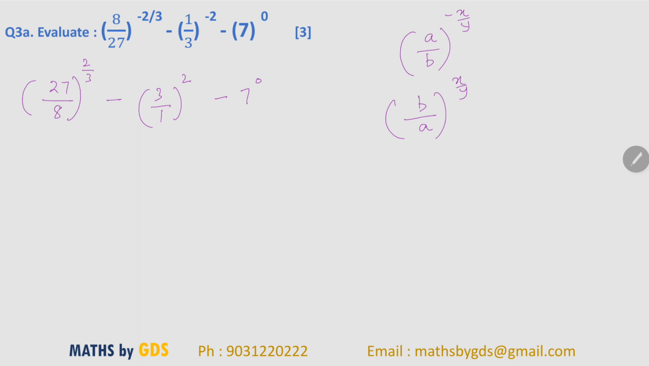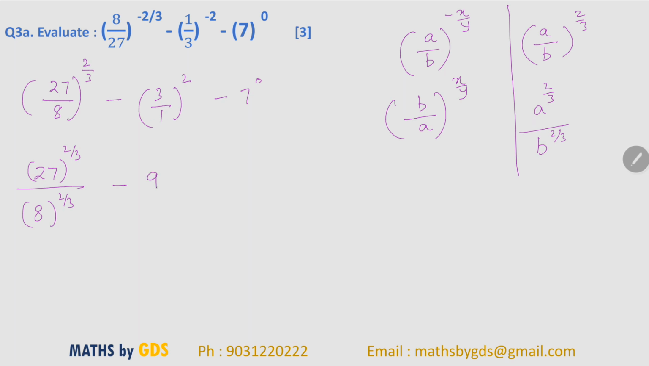Now, another rule says if a by b is to the power 2 by 3, it means a to the power 2 by 3 divided by b to the power 2 by 3. So it is 27 to the power 2 by 3 divided by 8 to the power 2 by 3 minus 3 by 1, which is 3, and 3 square is 9, we already know, and anything to the power of 0 is 1. So 7 to the power of 0 is 1, because any number to the power of 0 is 1.